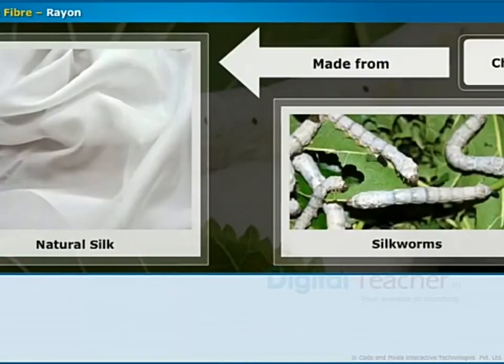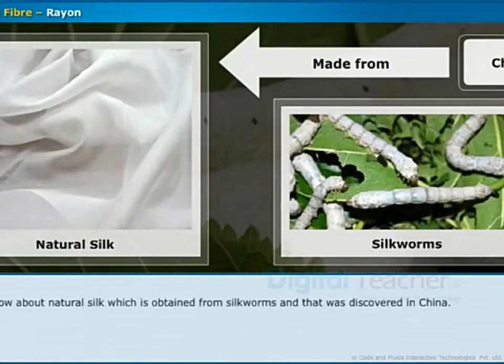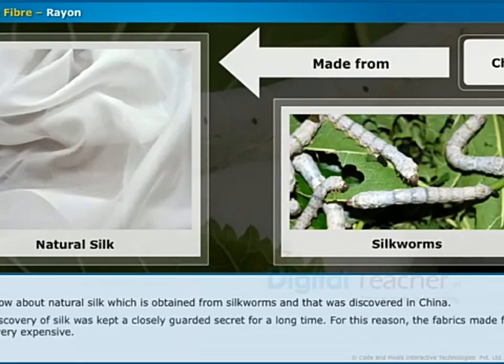Now, let us study about rayon, which is another type of synthetic fiber. We know about natural silk, which is obtained from silkworms and was discovered in China. The discovery of silk was kept a closely guarded secret for a long time. For this reason, the fabrics made from silk were very expensive.